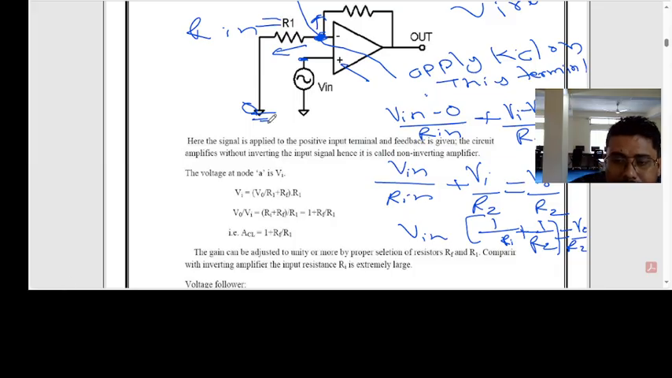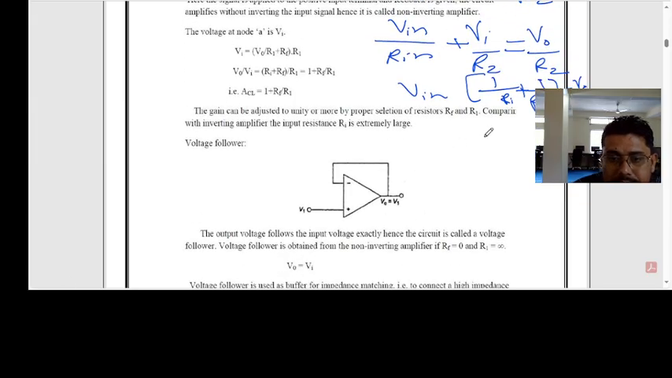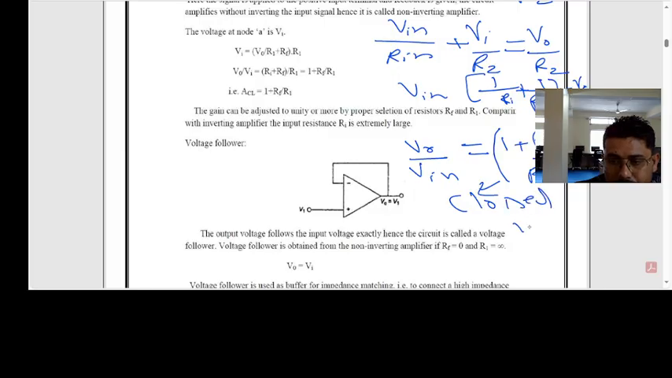Again we will rearrange these equations and we will rearrange the V output. We can write it as 1 plus R2 via R1. This is called the closed loop gain of the non-inverting amplifier.